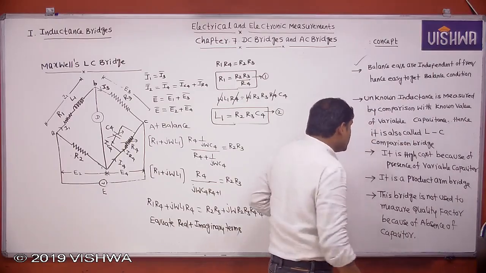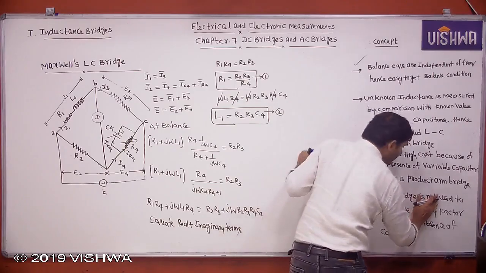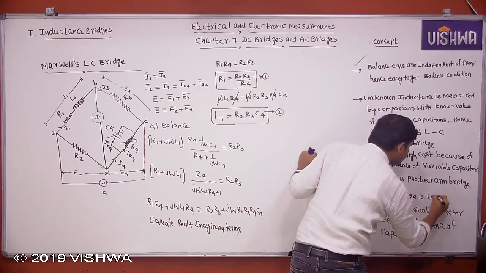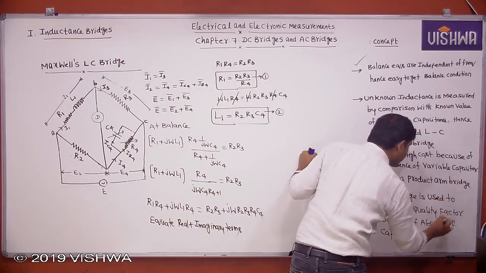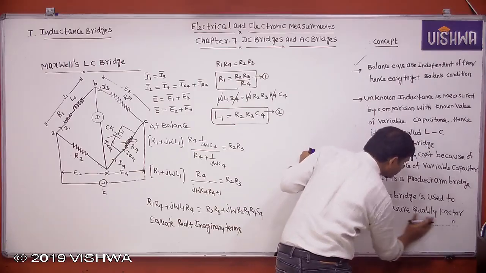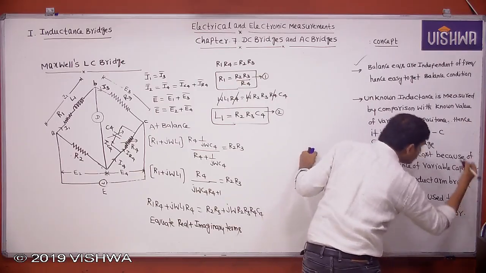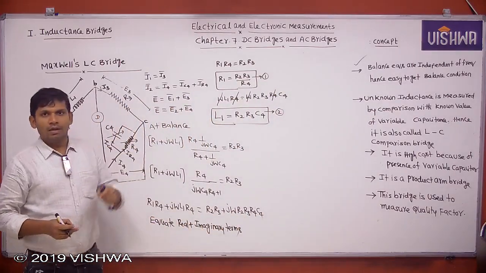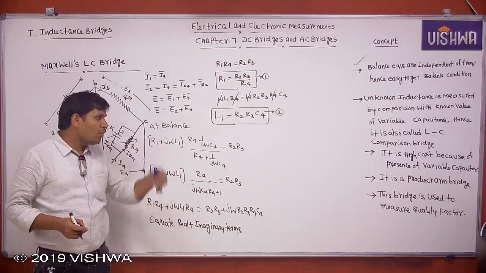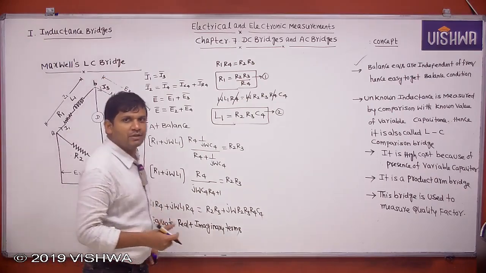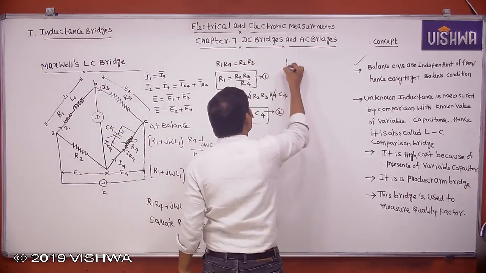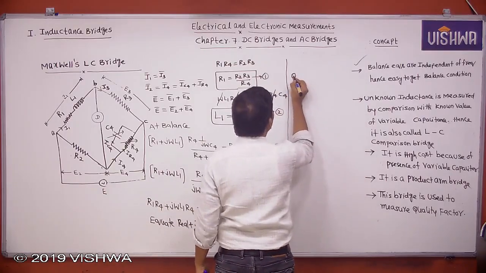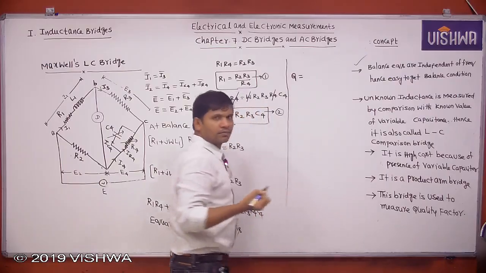This bridge is used to measure the quality factor. We can use this bridge to measure the quality factor. Clear? Okay. We are measuring the quality factor by using this bridge. Then what is the quality factor of the unknown coil?